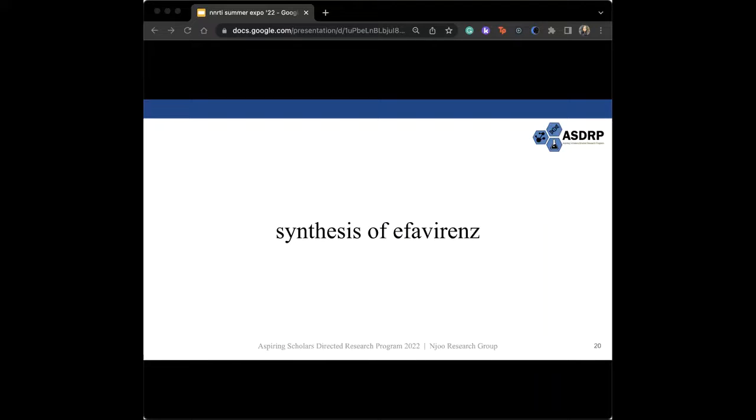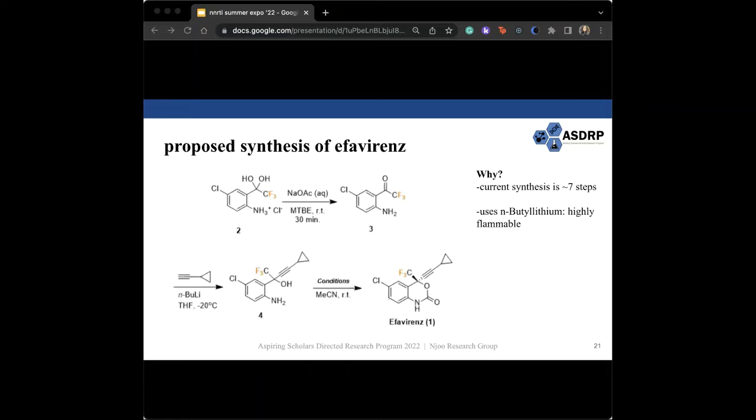Now I'll be moving on to a new project that we might potentially start, and it's the synthesis of efavirenz. So this is our proposed synthesis of efavirenz. It's safer and more efficient than the current Merck synthesis, which has 7 steps and uses a very dangerous and highly flammable reagent called N-butyllithium.